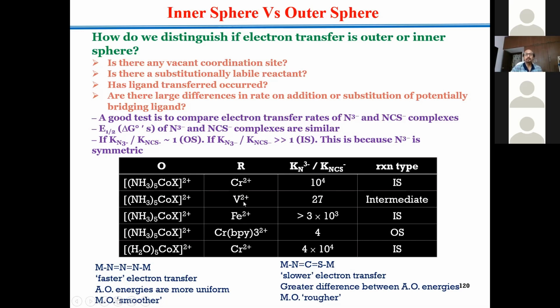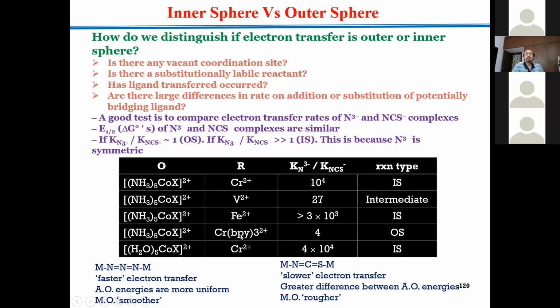In this case, the ratio is somewhere only 2.7 or 0.27 times 10 to the power 2, so it is intermediate. Some amount of inner sphere, some amount of outer sphere, as we showed in one example previously with the acac compound. In the iron case, it is 10 to the power 3, naturally inner sphere. In this case also, naturally inner sphere. But in this case, it is outer sphere. Why outer sphere? You should answer it. Why is it outer sphere?